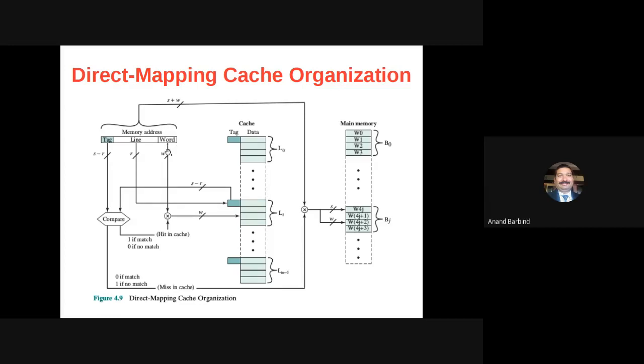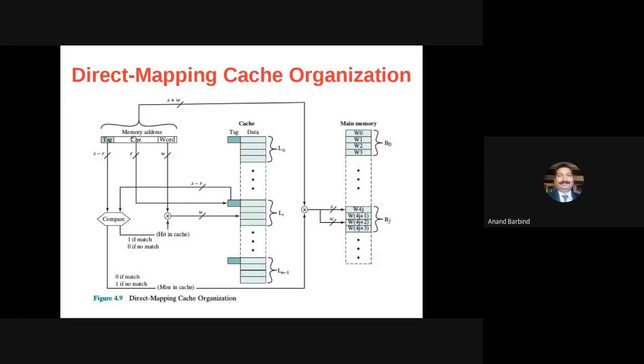So if there are w bits in the word field, then the block size is 2 to the power w. That is the word field. Then for the line field, there are r number of bits.